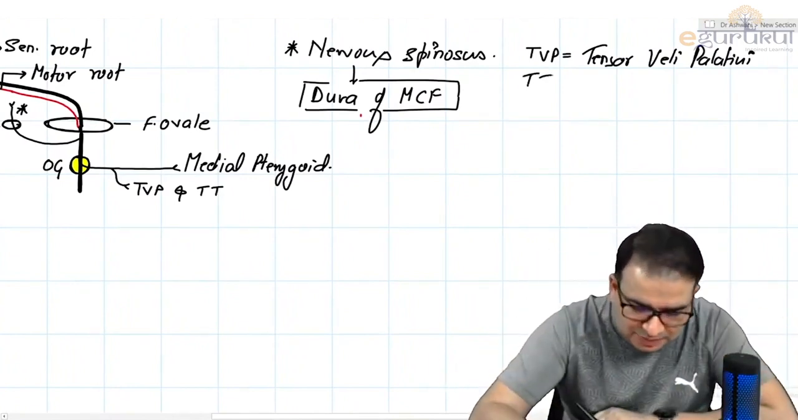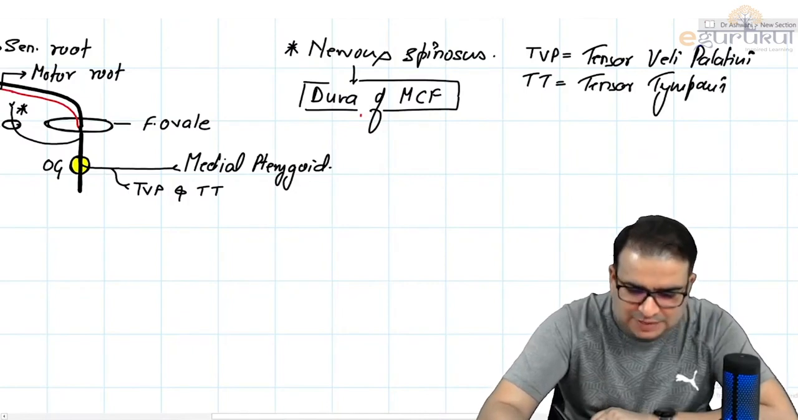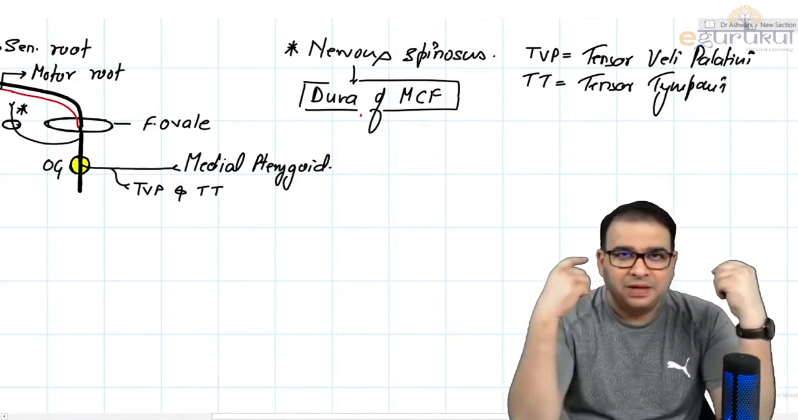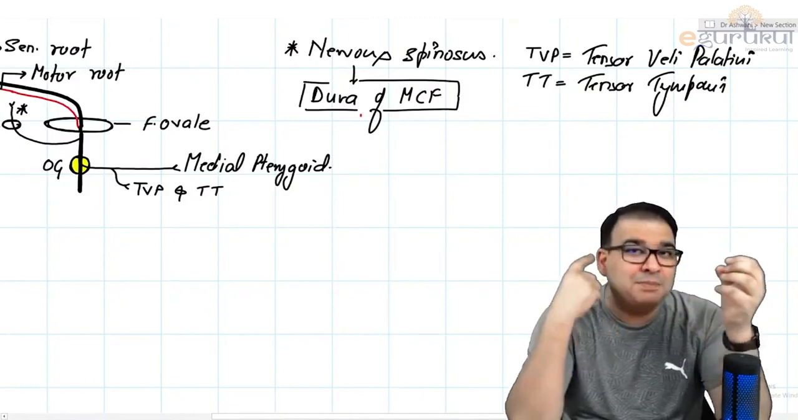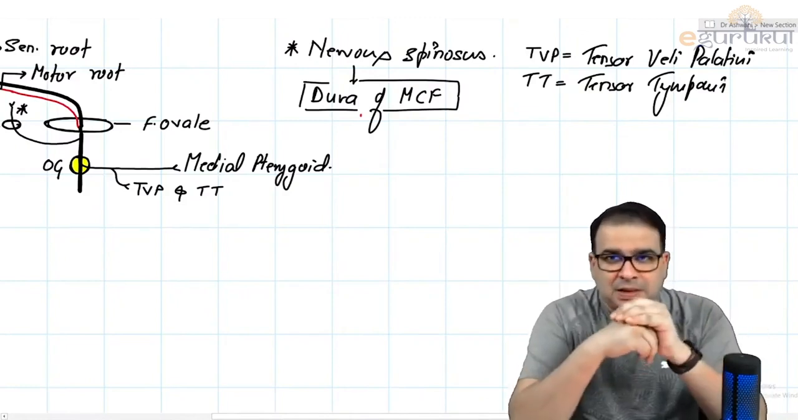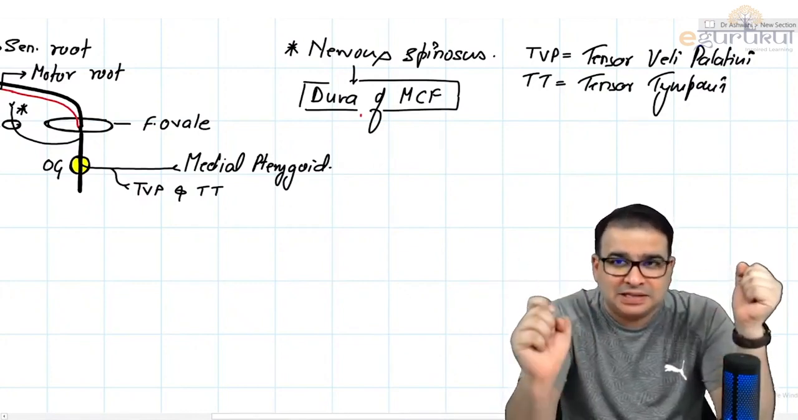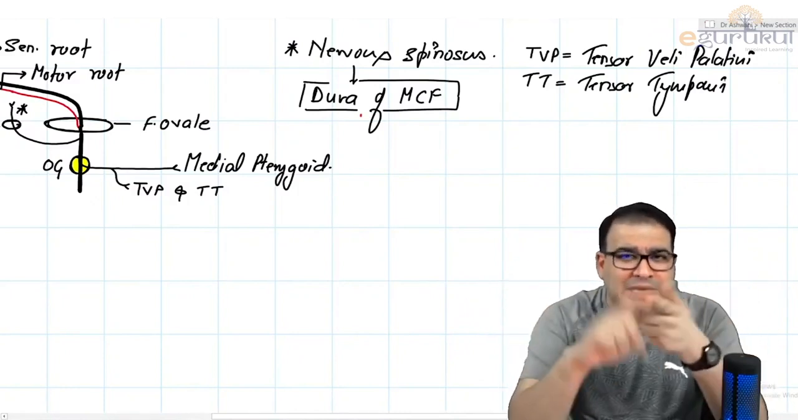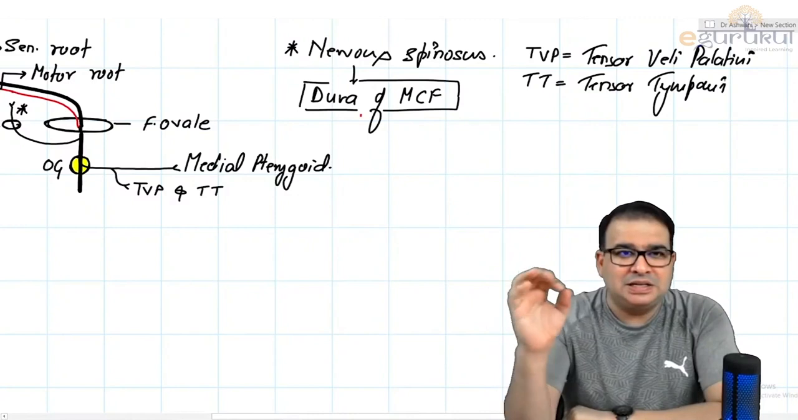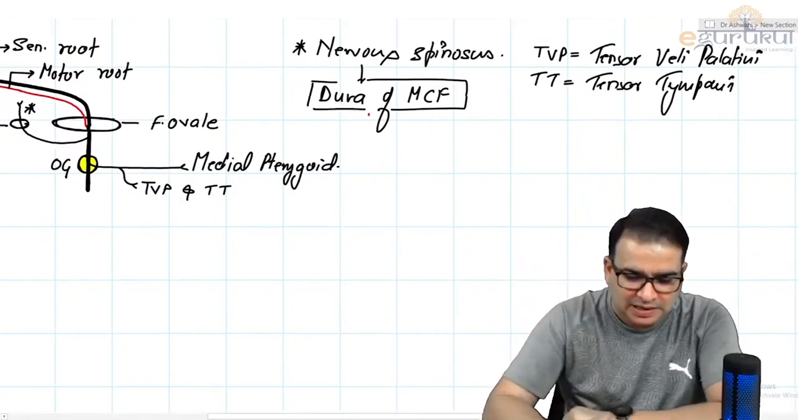And another muscle with the name tensor is tensor tympani. As the name suggests, it is in the middle ear. This tensor tympani muscle is basically stretching or producing tension in the tympanic membrane, the eardrum. Tensor veli palatini and tensor tympani are the only two muscles with tensor in their name, and they are both supplied by the same nerve which supplies what? Medial pterygoid. The nerve to medial pterygoid supplies tensor veli palatini and tensor tympani.